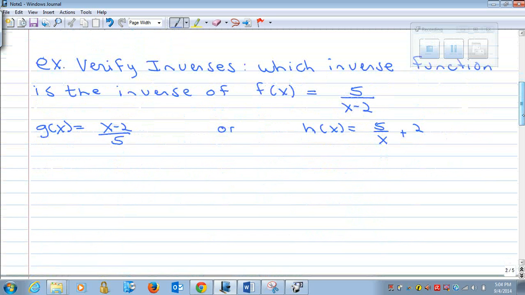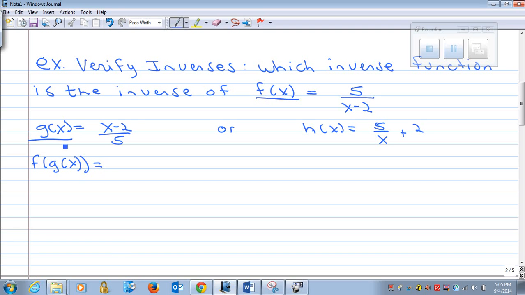The instructions might say something like this: verify inverses. Which function is the inverse of f of x? So to prove that, we're going to do compositions. The first thing we're going to do is take the given function and the g of x function, and do a composition. If it does equal x, then they would be inverses. So we are going to do f of g of x.